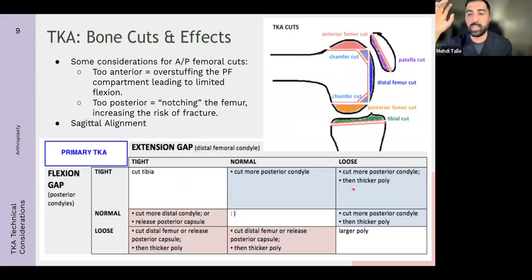Whereas if you're in a situation where, let's say, you are loose in extension, but tight in flexion, you can cut more from your posterior condyle. That's going to help loosen up your flexion gap because you're taking more bone here. And then ultimately, when you do this, you can upsize your polyethylene liner to make up for that gap in flexion so it remains appropriate, and then make up that loose extension gap because that poly is, you think of it as just an extension of your tibial cut.